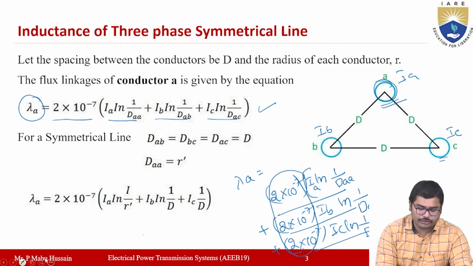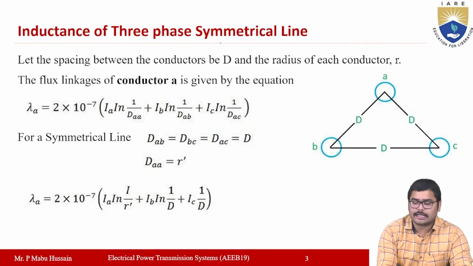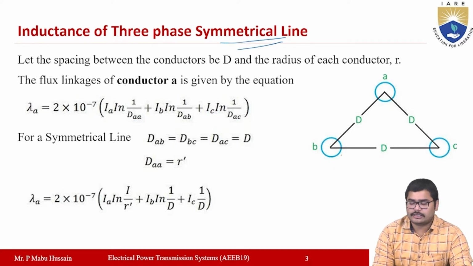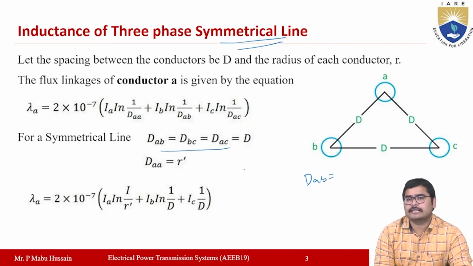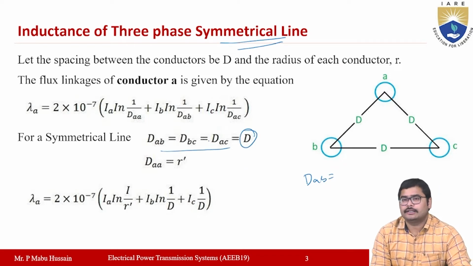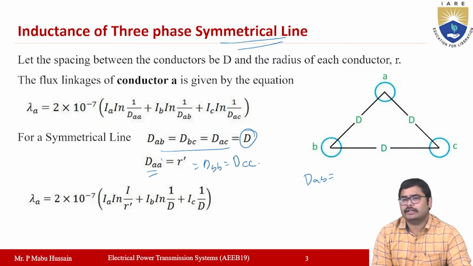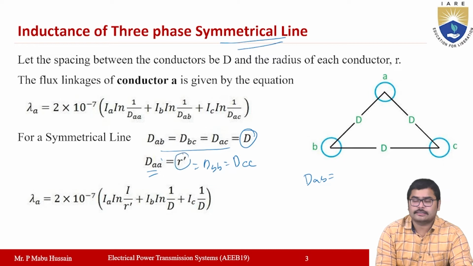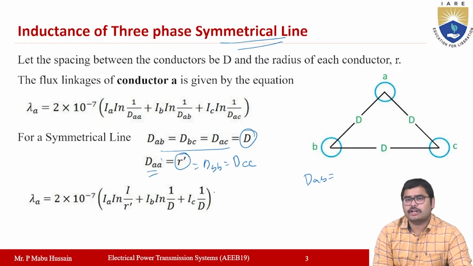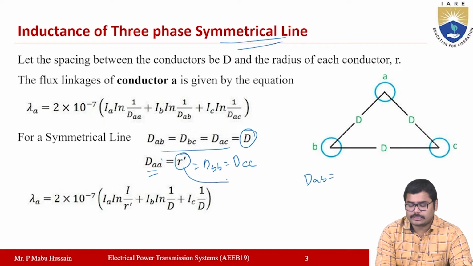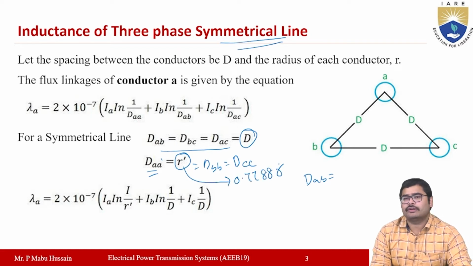But here if you observe, this is a symmetrical transmission line in which all the distances DAB, DBC and DCA will be the same, equal to capital D here. And the self distance DAA or DBB or DCC, this value we generally take to be equal to R dash. R dash is the geometric mean radius, and this value is 0.7788 times the radius of each conductor.